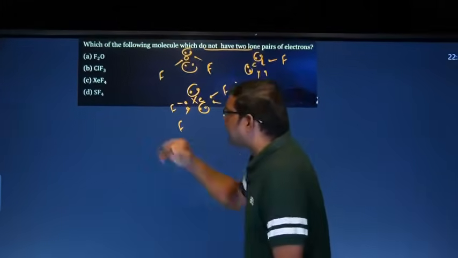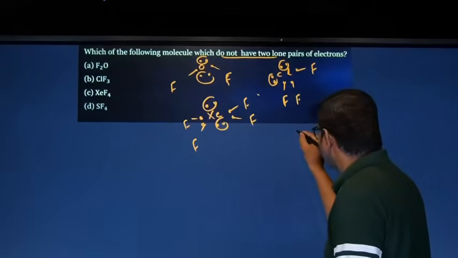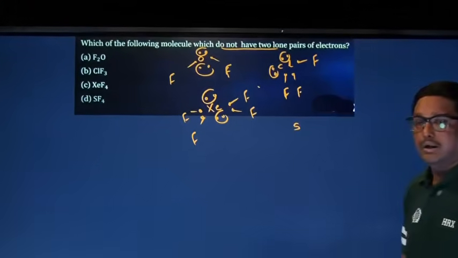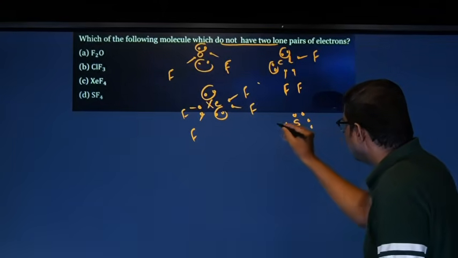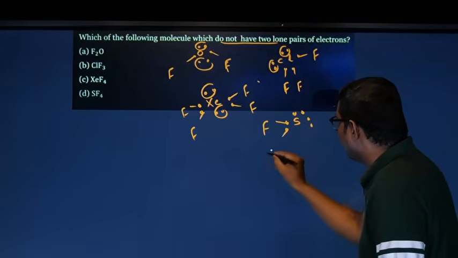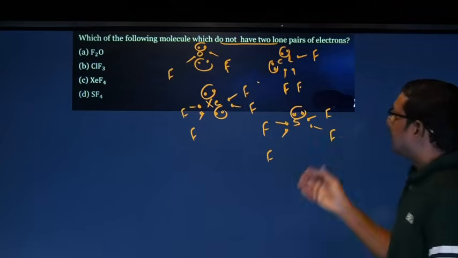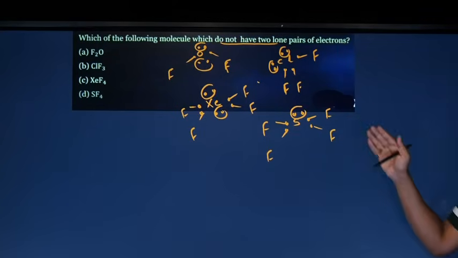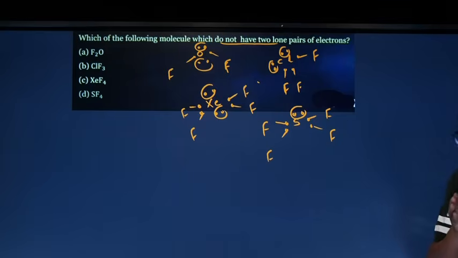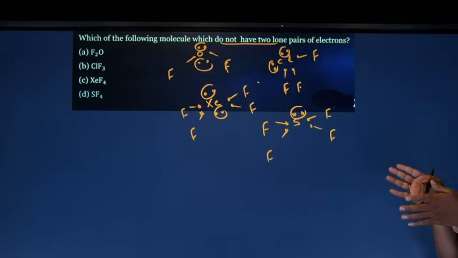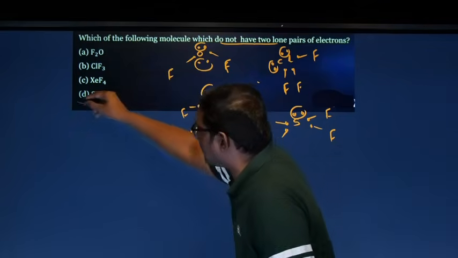Now if you go for SF4, sulfur belongs to the 6th group. This is my sulfur. Sulfur valence electrons we take as 6, and there is formation of four fluorine bonds. SF4 has 1 lone pair and 4 bond pairs. It has a seesaw shape with sp3d hybridization. The correct option is option D.